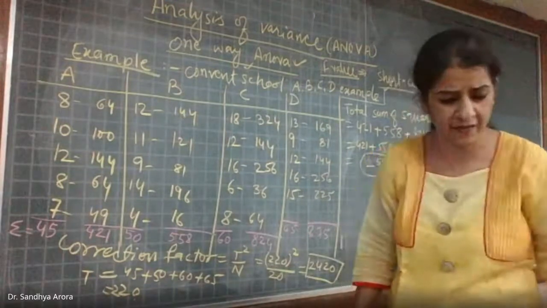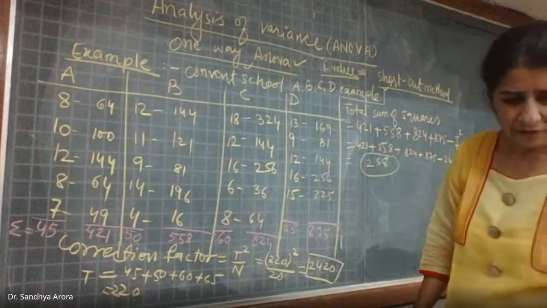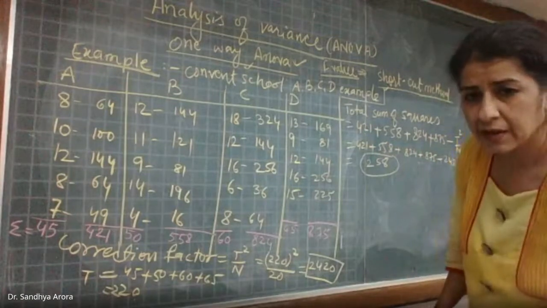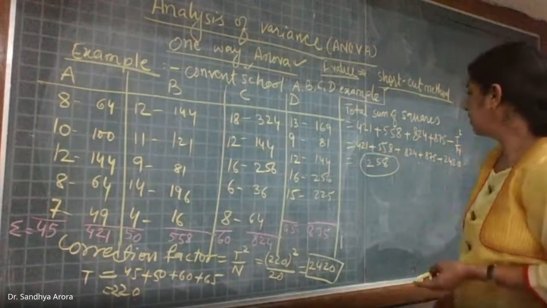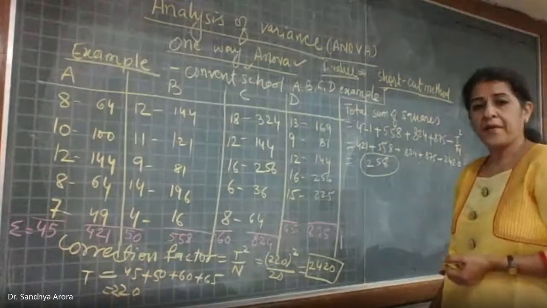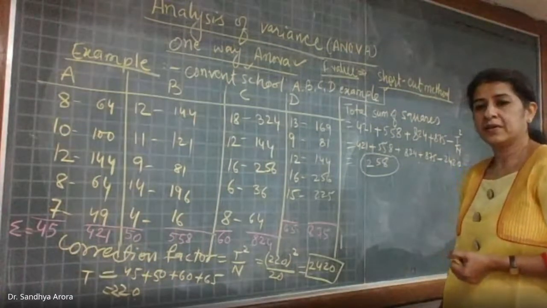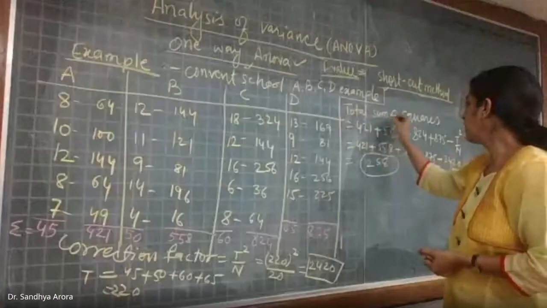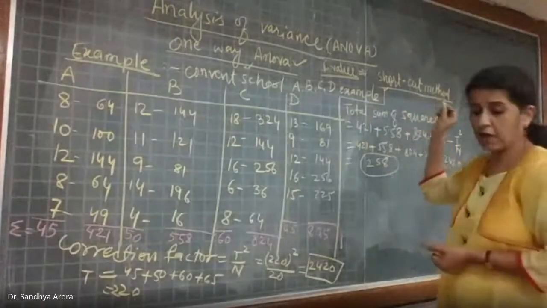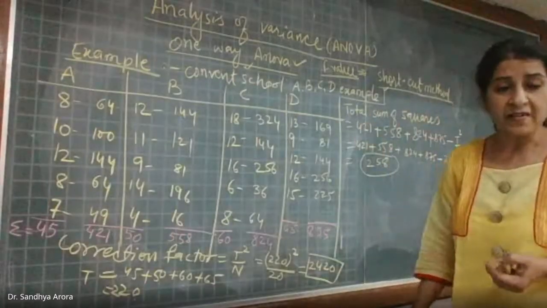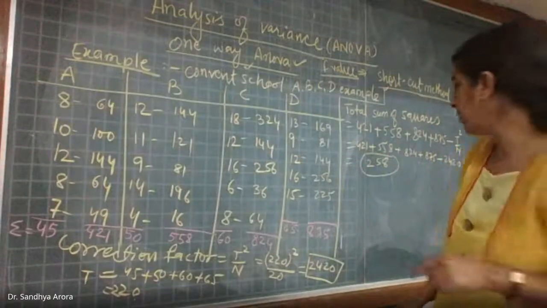This quantity is the same as we calculated earlier, the total sum of squares. We did it. Yes, ma'am. So we have calculated the total sum of squares. Now what we are going to calculate is the sum of squares between samples.